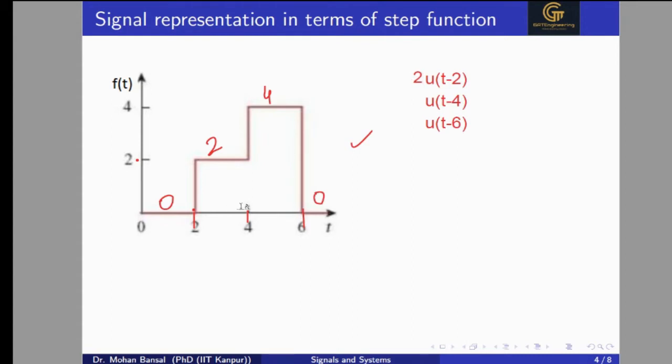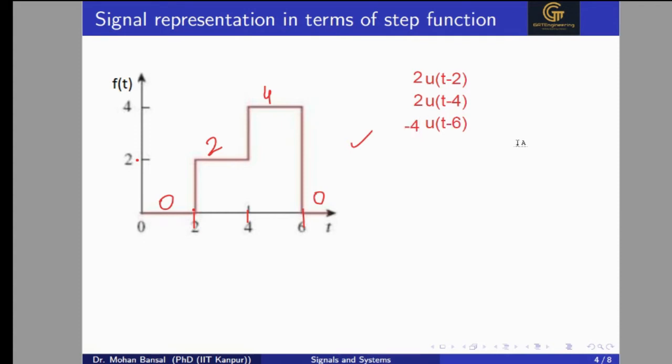Amplitude at t equal to 4 will be 4 minus 2. So amplitude will be the subtraction of just before transition from just after transition. So it will become 4 minus 2. So amplitude will be 2 here. Now for u of t minus 6, its amplitude will be 0 minus 4. So we'll get minus 4 here.